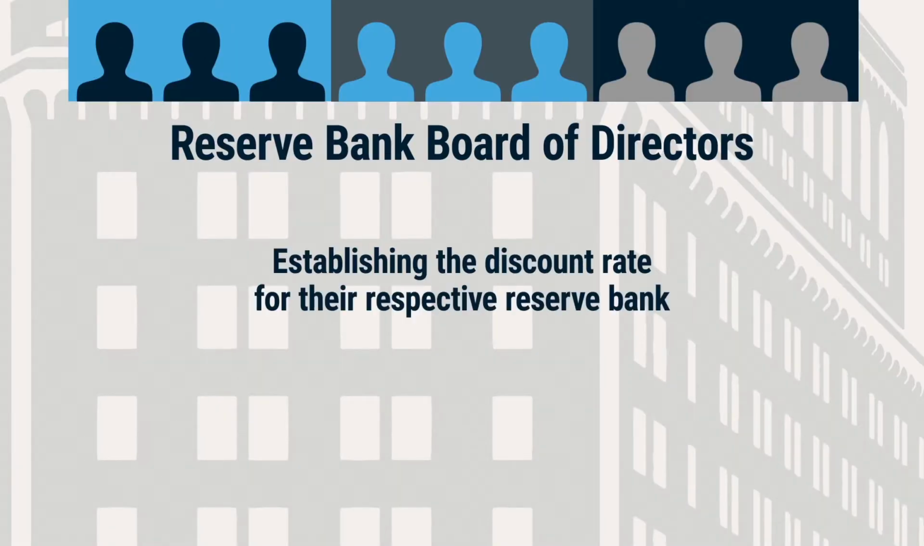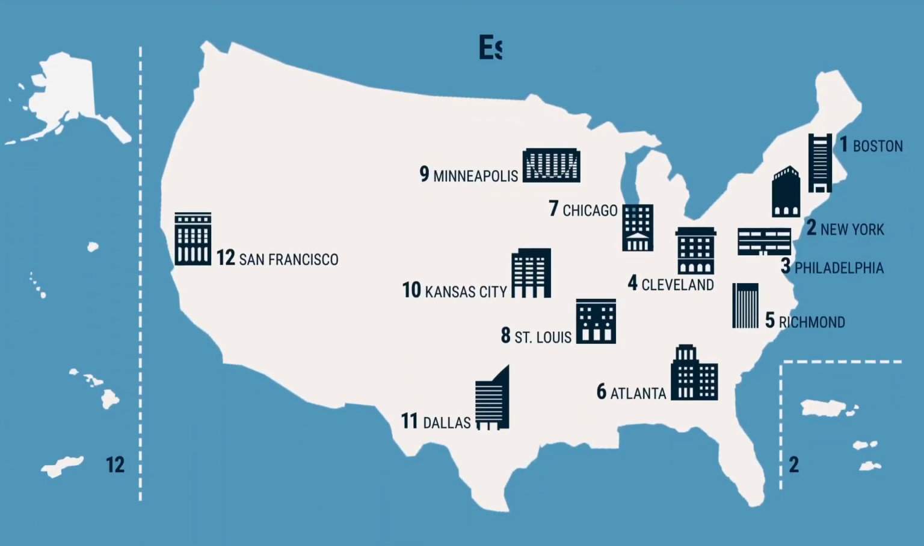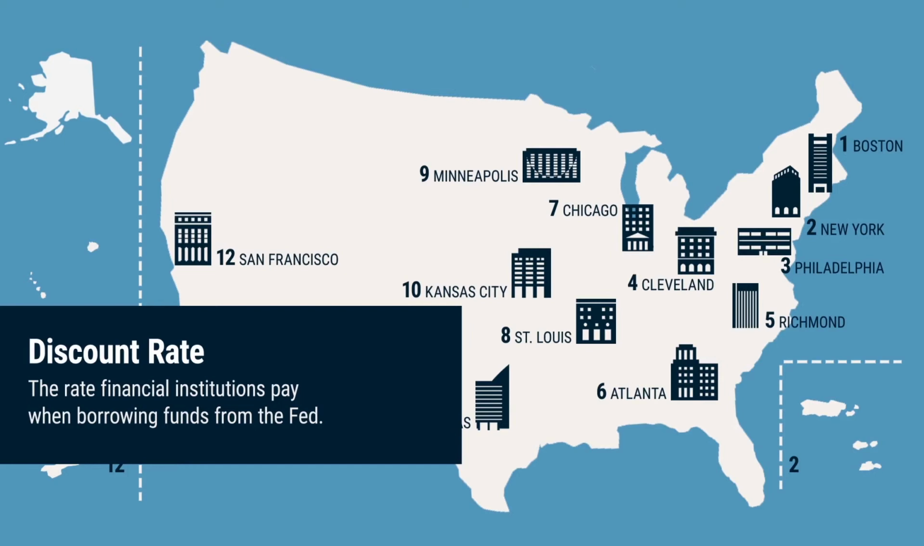Third, establishing the discount rate. Once every 14 days, the board of directors in each district votes to set the discount rate, the rate financial institutions pay when borrowing funds from the Fed. This rate is subject to review and approval by the Board of Governors.